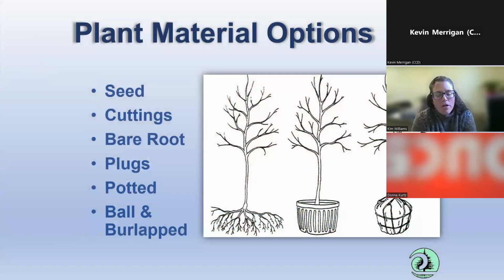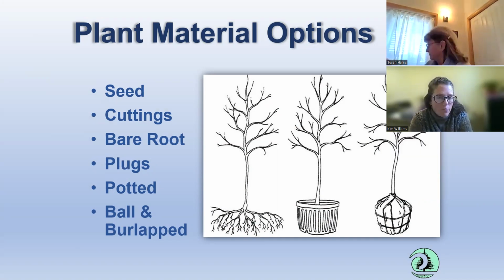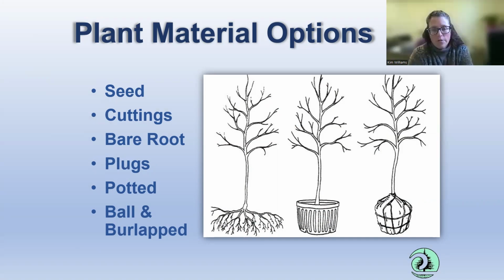So now that you have decided what kind of plants you want, what species you want for your landscape, there's different options. You can get plants that are ball and burlap, like the one on the right. You can get potted plants, or you can get bare root plants. Or you could be adventurous and grow your own plants from seed. So there's lots of different options. Plants also come in plugs, which are little mini pots. And also you can create more plants by taking cuttings of plants.